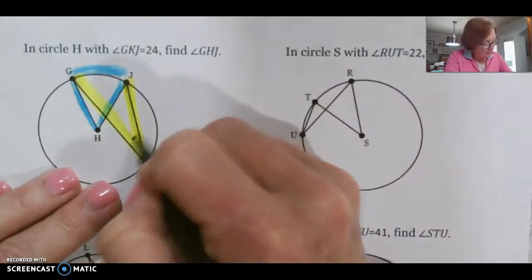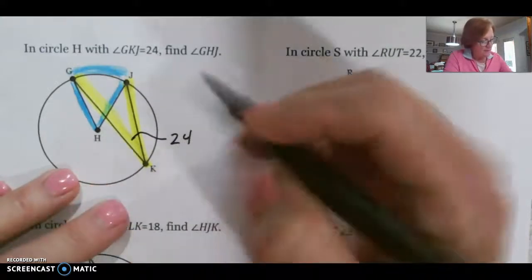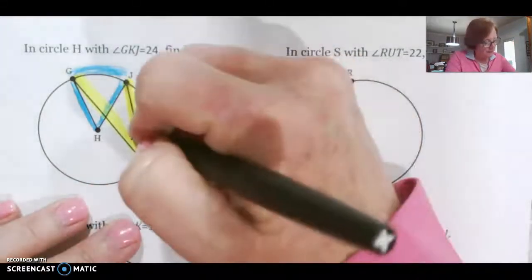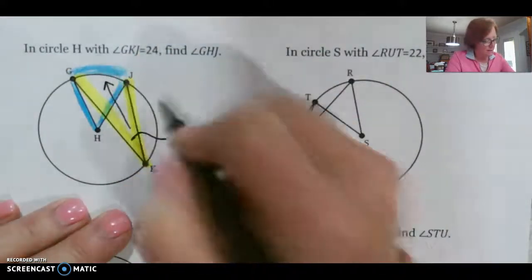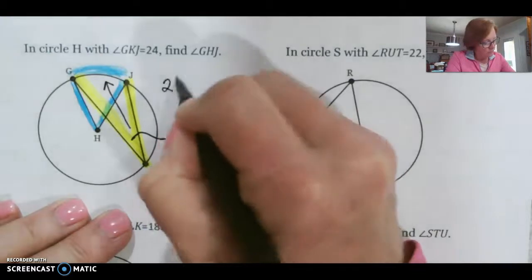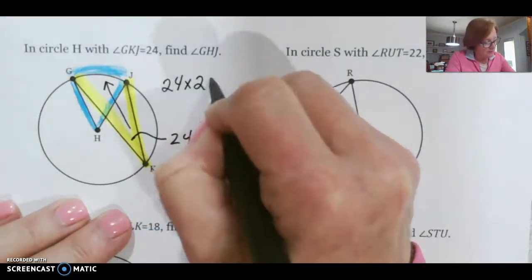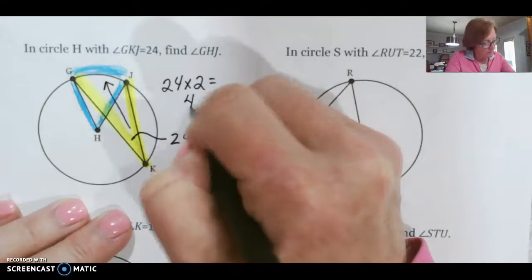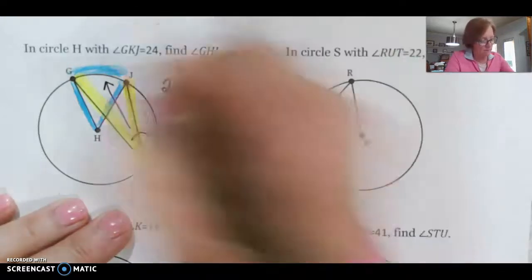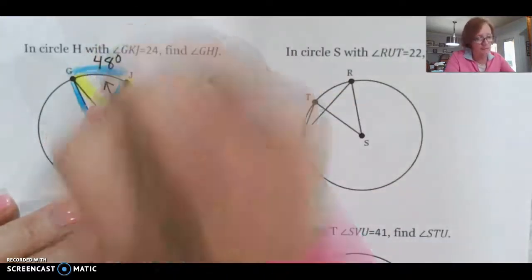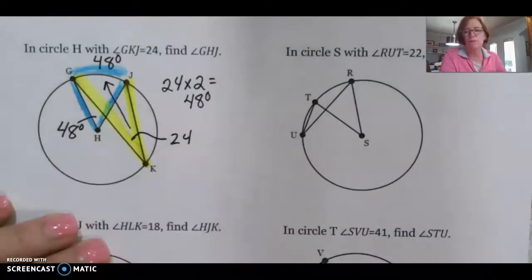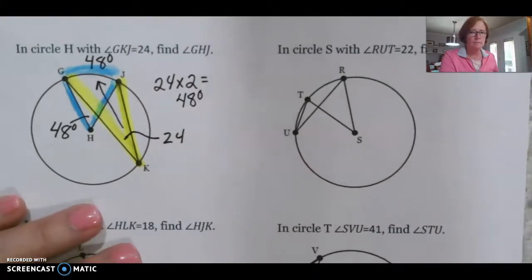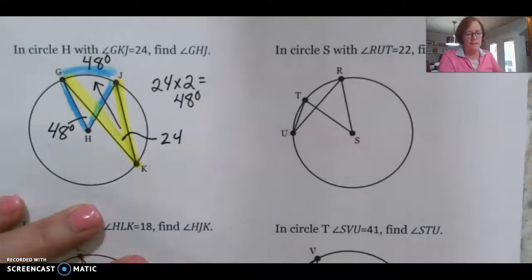All right, what numbers are we working with? This little angle is 24. If I have the little and I'm going towards the big, remember blue is big, I'm going to have to take 24 and multiply it by 2. That's going to give me 48 degrees. So this arc is 48, which means that this angle also has to be 48. Okay, next example.